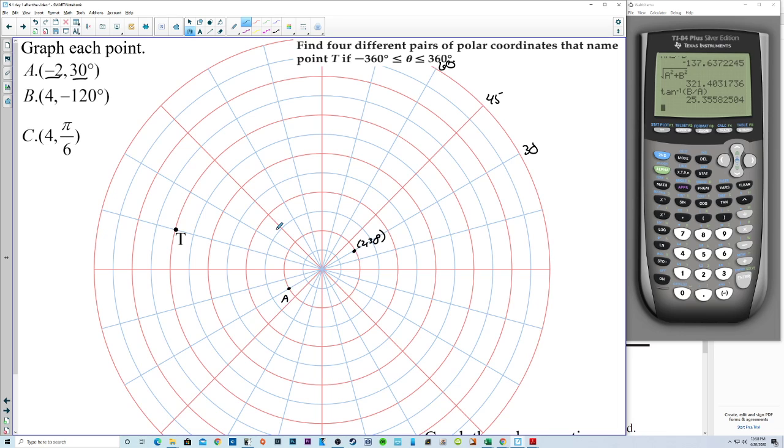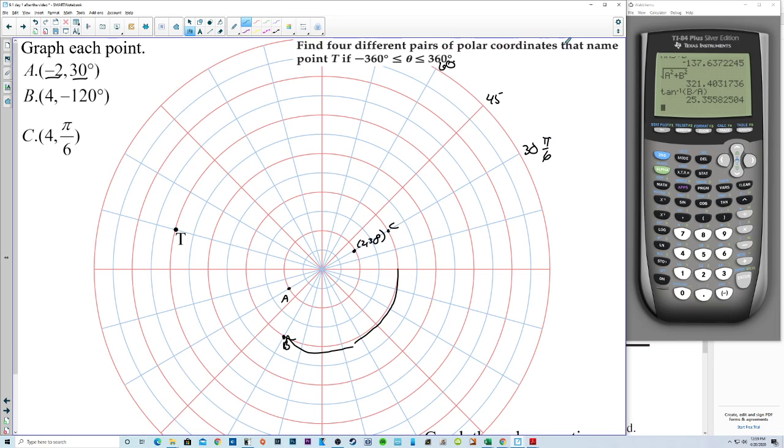Point B is 4, but -120. So here's -90 and another 30, and then 1, 2, 3, 4 right there. This is point B. So we're just going -120 degrees. And then letter C is pi/6, but 4. So 1, 2, 3, 4, and of course this is pi/6. So this is letter C.